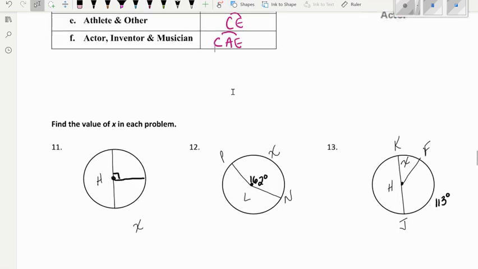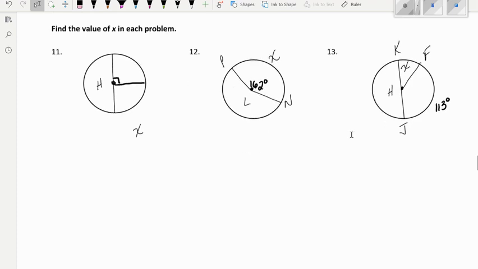So that is it for those. Let's go ahead and look at the next question that says, find the value of x in each problem. And so x in this case is this length right here. So if I want to solve for x, notice that this is a 90-degree angle, and it looks like this is a diameter. And of course, if that's 90 degrees, that means this is 90 degrees. And by our central angle definition, we know that the angle measurement is the same as the arc, so that would be 90 degrees.